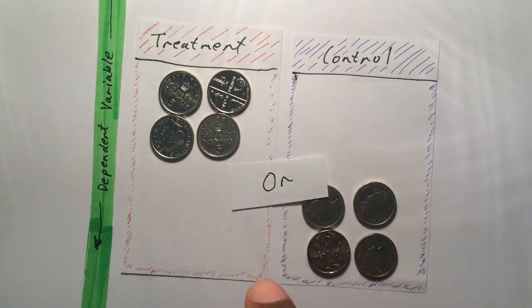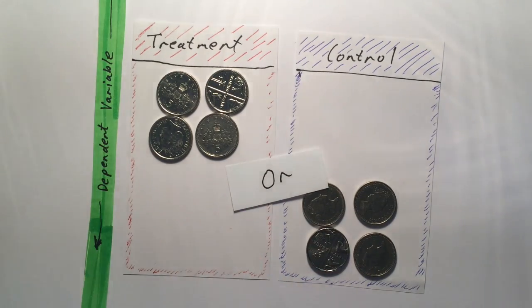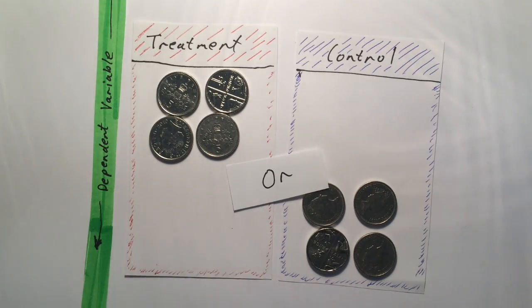What we're describing here is a between subjects design. So that's when you get either this or that, when you're randomly assigned either to the treatment condition or to the control condition. That is a between subjects design.